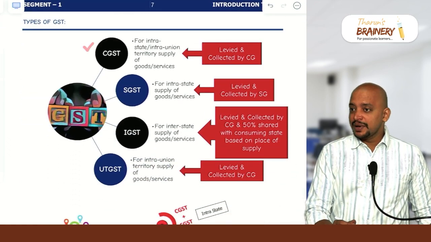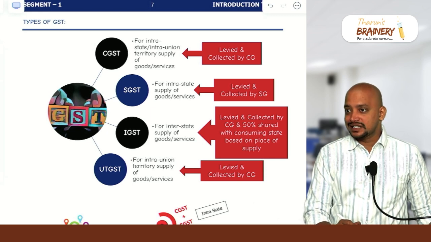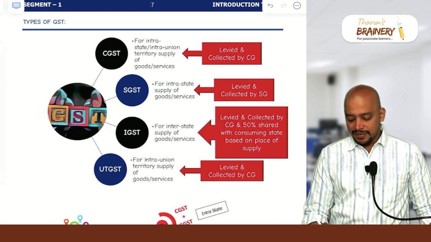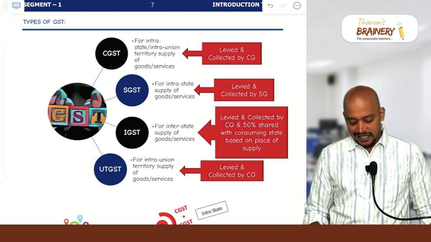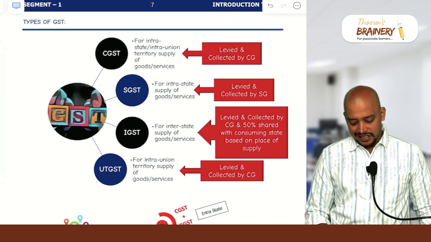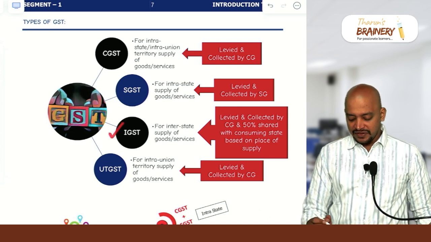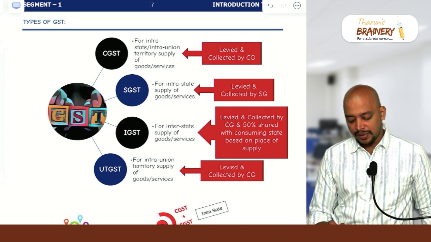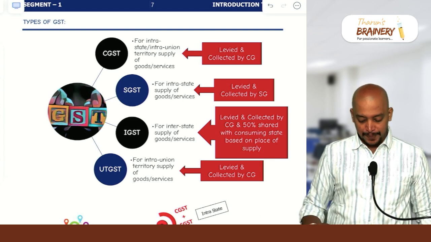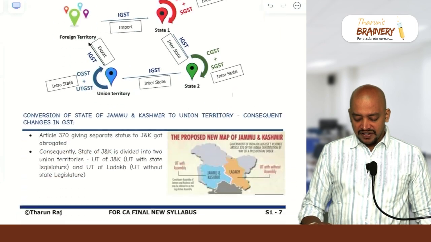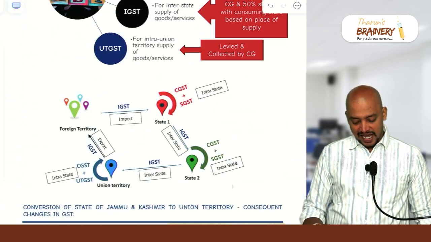CGST is levied by central government on intrastate supply. SGST is levied by state government on intrastate supply. UTGST is levied by central government again on intrastate supply. IGST is levied by central government on interstate supply and 50% is shared with the consuming state based on place of supply. And we have even GST compensation as well.